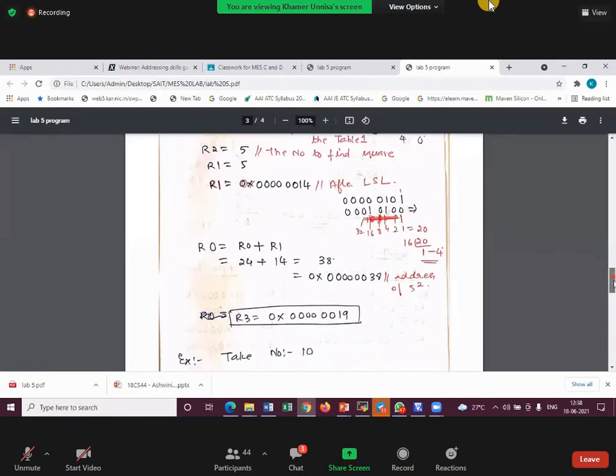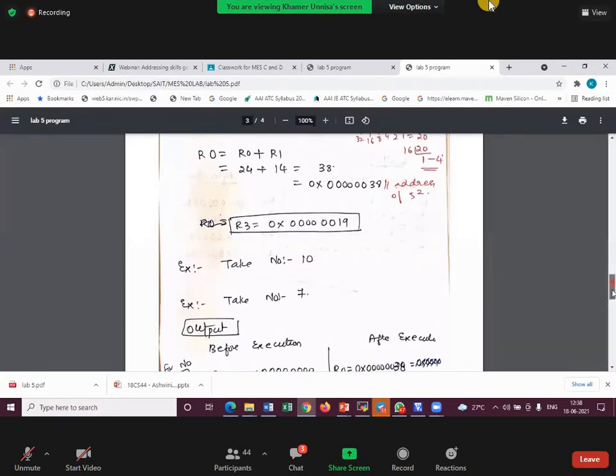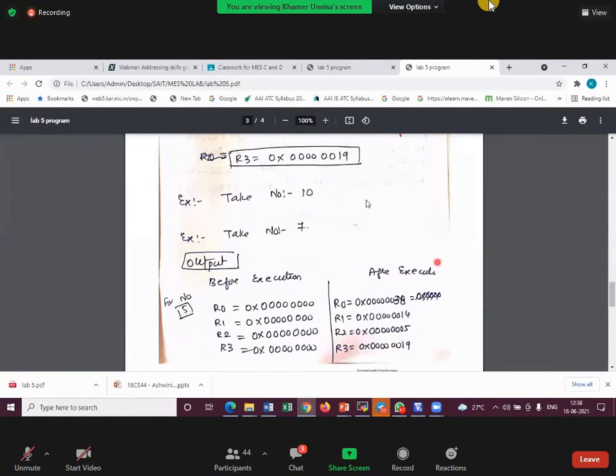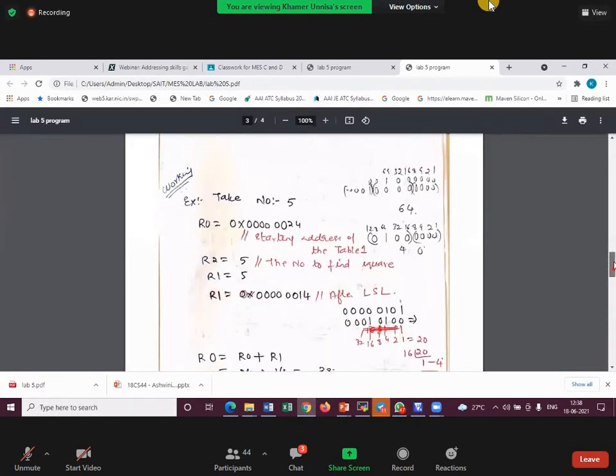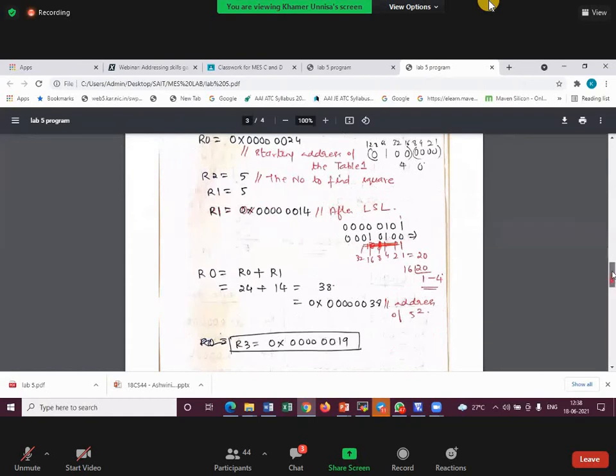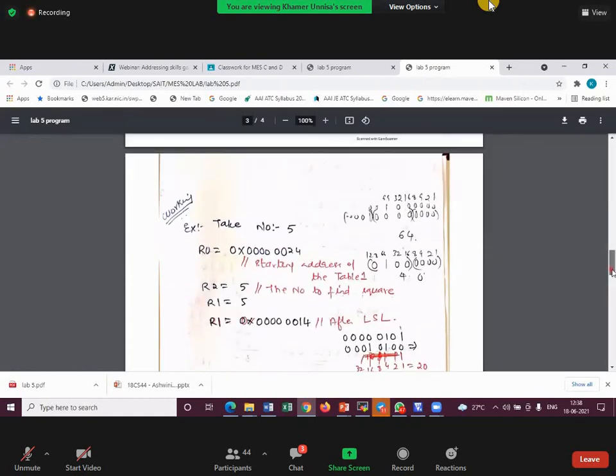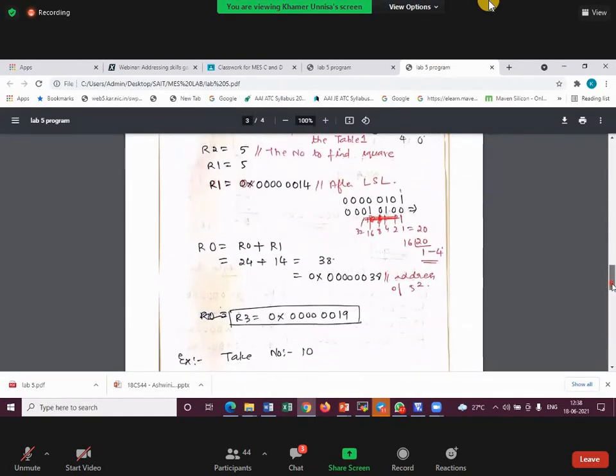So this was one example. Now you all should do 3 examples in your observation. Take number 10 and take number 7. This was the working, guys. You should show the working like this only. There are not many loops over here, just one single loop. I am getting the output over here.